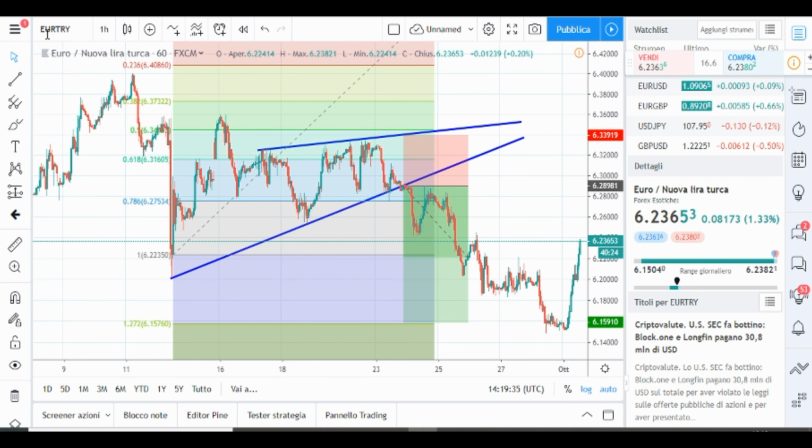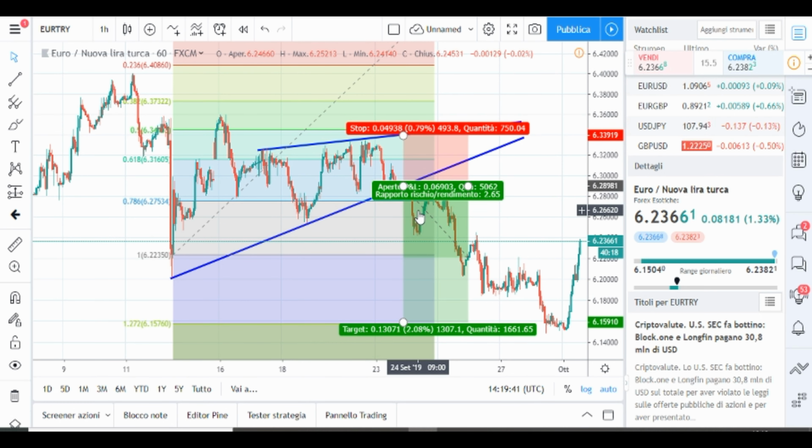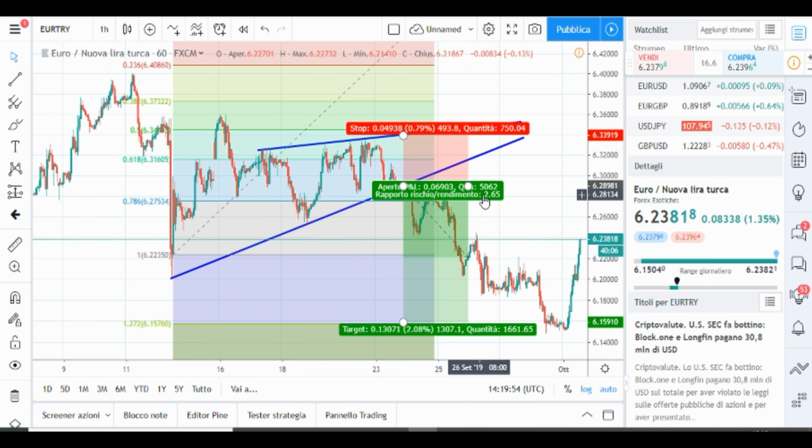So I want to show you this amazing trade. I am on the euro and the Turkish lira on a 1 hour time frame. It was a very good one because I came home with 1,307 pips with a risk reward of 2.65.